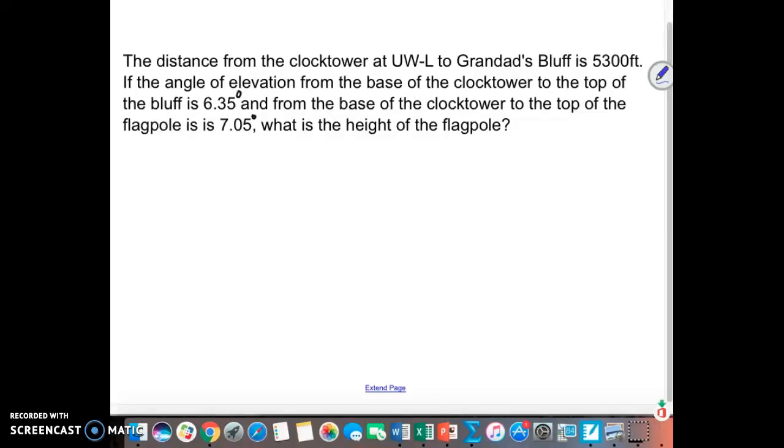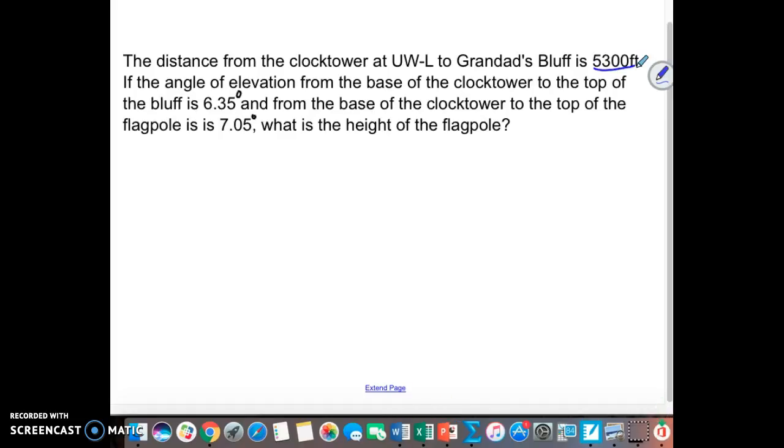This is Miss Steele's Precalculus class. We are reviewing for the Chapter 6 test. An example problem we have is the distance from the clock tower at UWL to the top of Granddad's Bluff is 5,300 feet. Important piece of information, so I'll underline it.